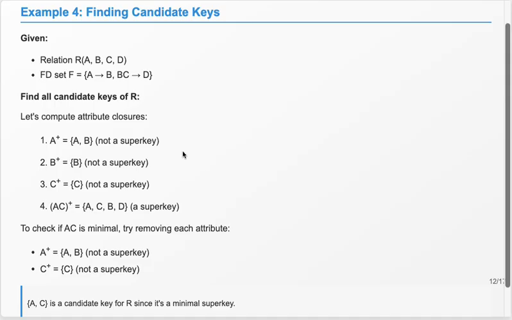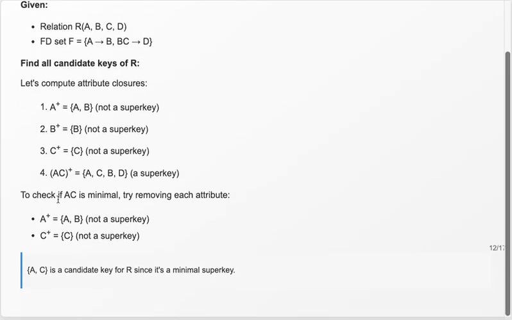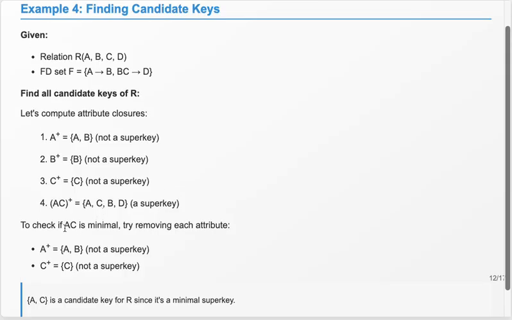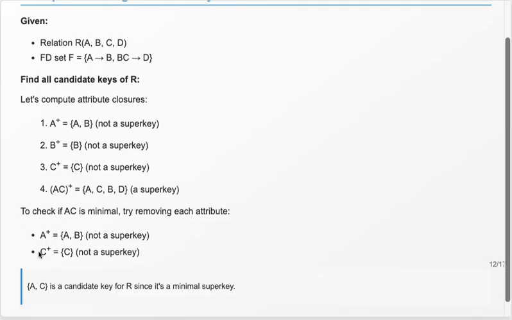So here we can start by computing these attribute closures. The closure of A is computed to be A and B. So A is not a superkey. The closure of B is just B itself. And the closure of C is C itself. And the closure of AC is ABCD, which includes all attributes of the relation R. So we also need to check whether AC is minimal. We can see that it is minimal because if we remove C from AC, the closure of A itself is just AB. But if we remove A from AC, the closure of C is just itself. So none of them are candidate keys.